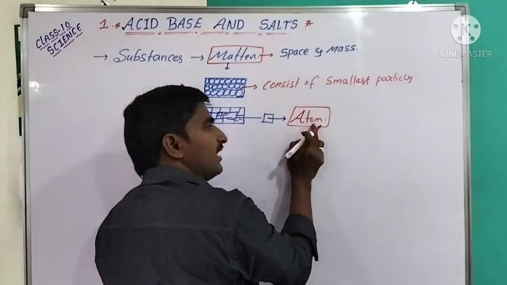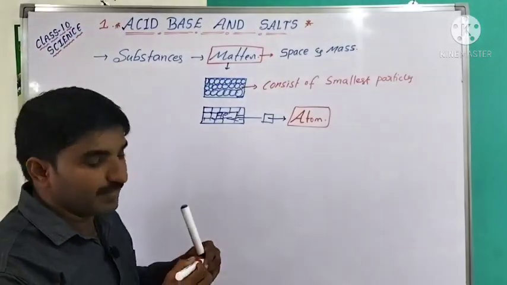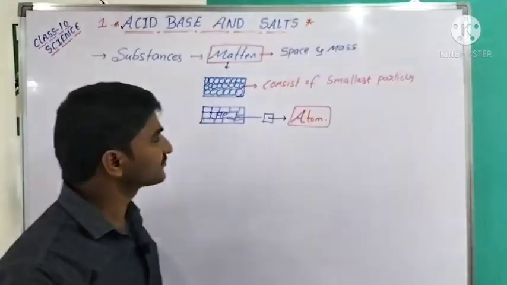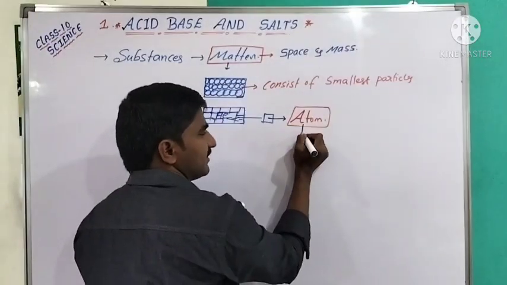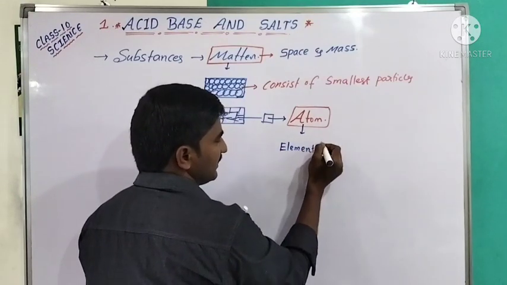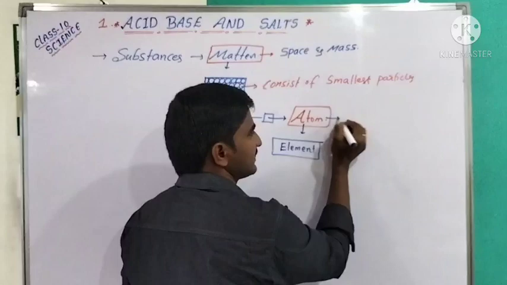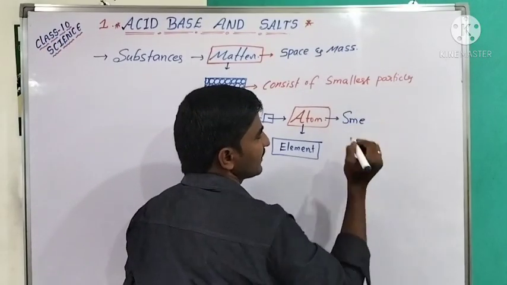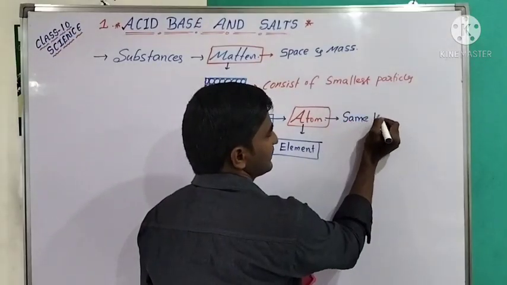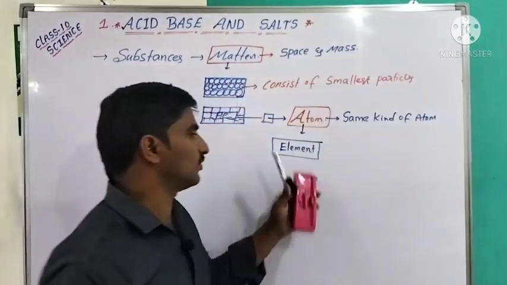An ice cube also consists of atoms. An iron rod also consists of atoms. The board and the marker also consist of atoms. Atoms combine to form matter. So what is an element? Element means that when the same kind of atoms make up any matter, it is called an element.